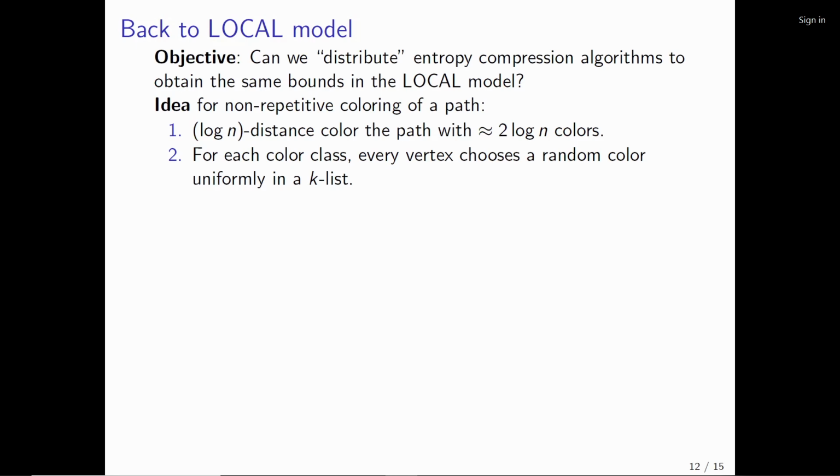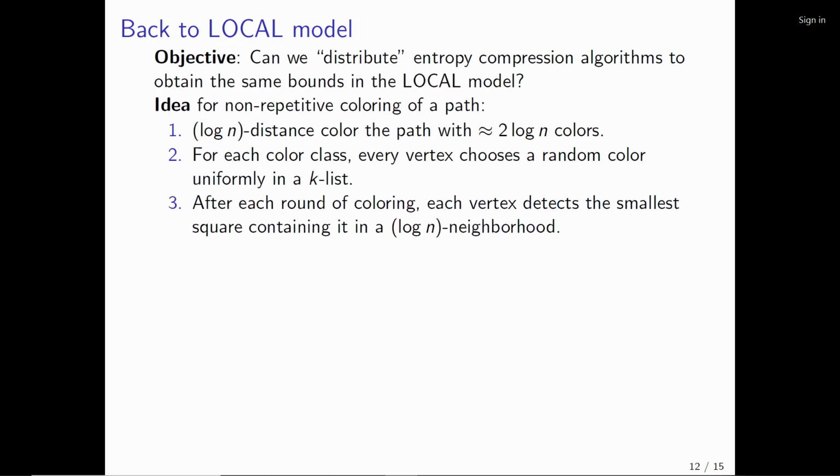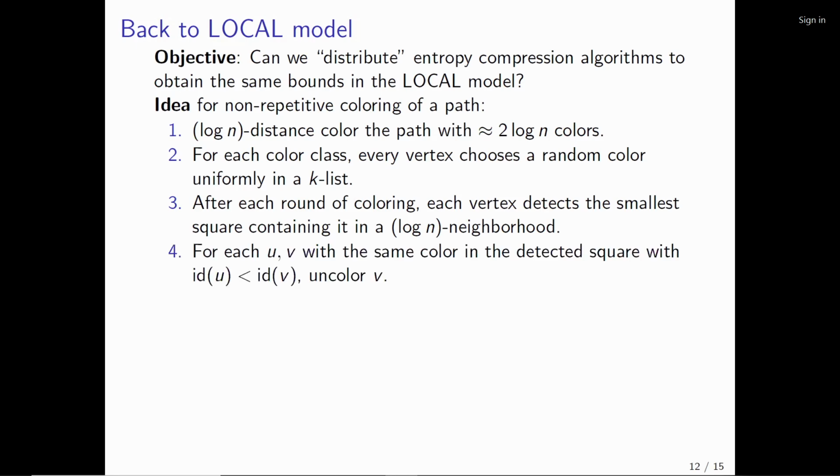And now these n batches, what are they going to do? Well, at each step, they do exactly what they would have done in entropy compression. Choose a random color from the list of size k, and then after each round, they look at the ball of radius log n around them, to see if there are some squares there. If there are some, then you just erase half of them.